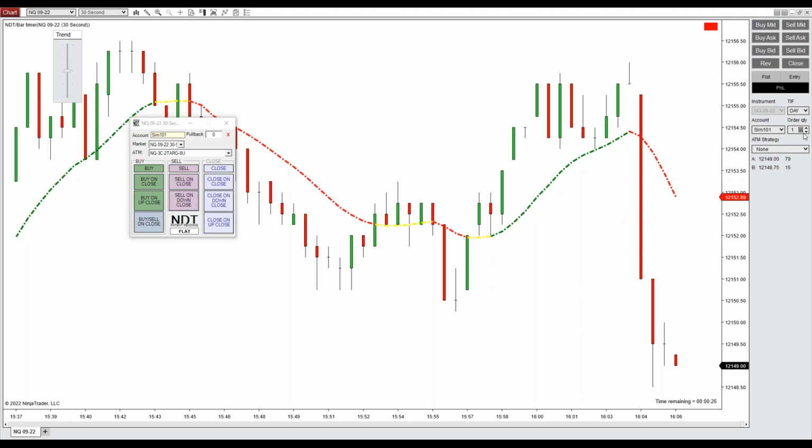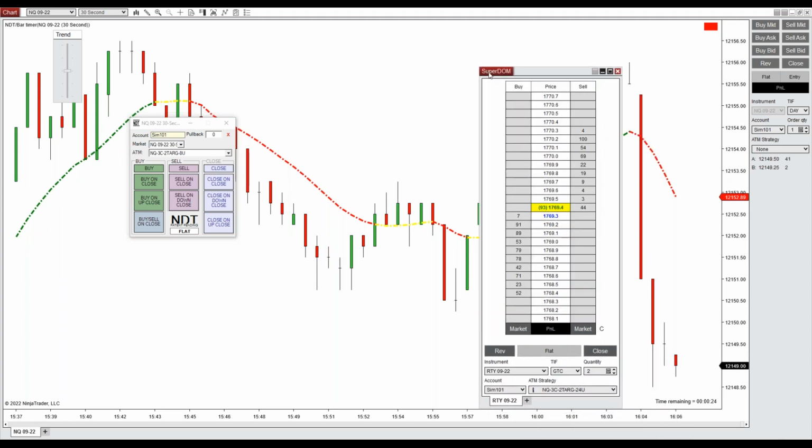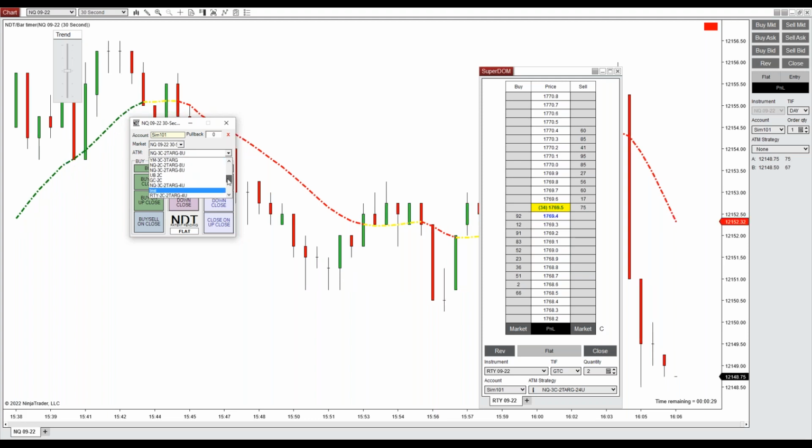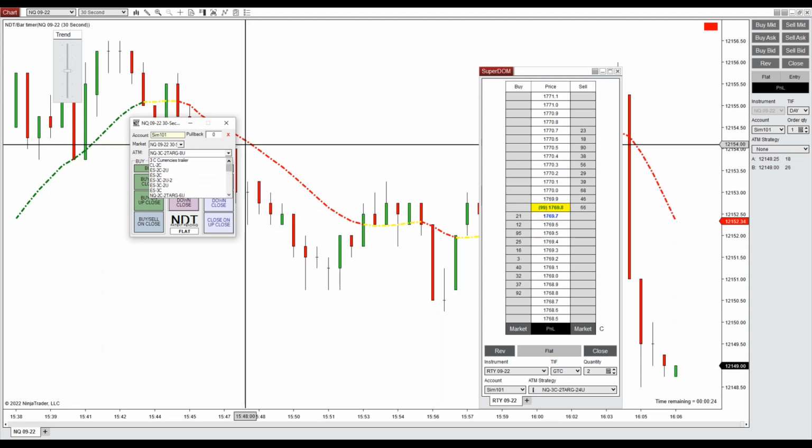Now, every single automated trade management strategy that you want can be programmed into the NDT. You set it up on the dome, and once it's got a name, you can dial it into your NDT. So it doesn't matter what you want to trade, 3 contracts. You can see here we have a whole bunch of ATMs for different instruments on different numbers of contracts. So you can trade whatever you like.